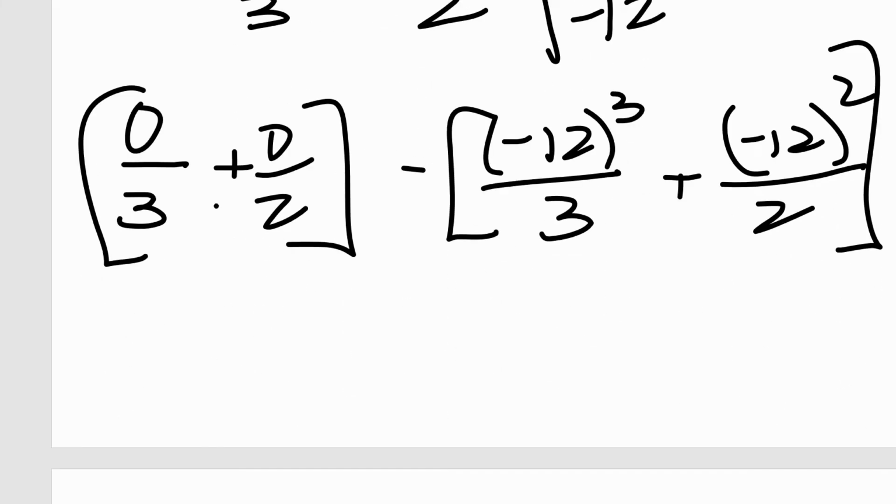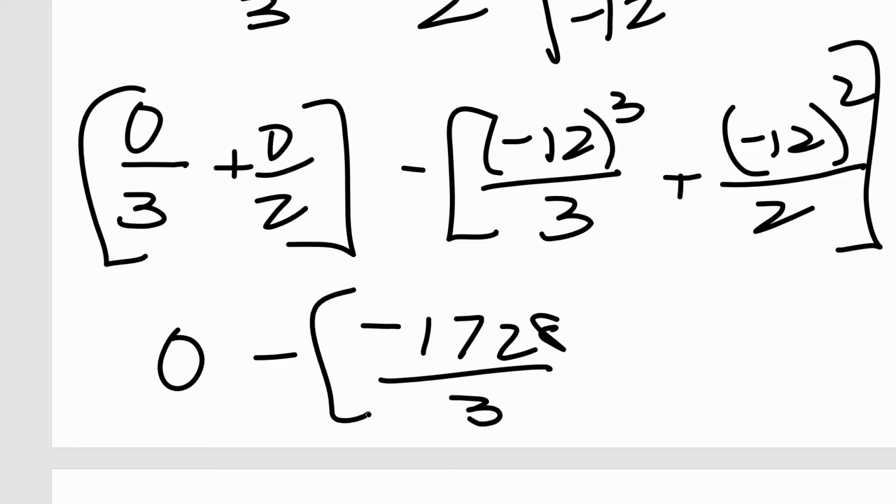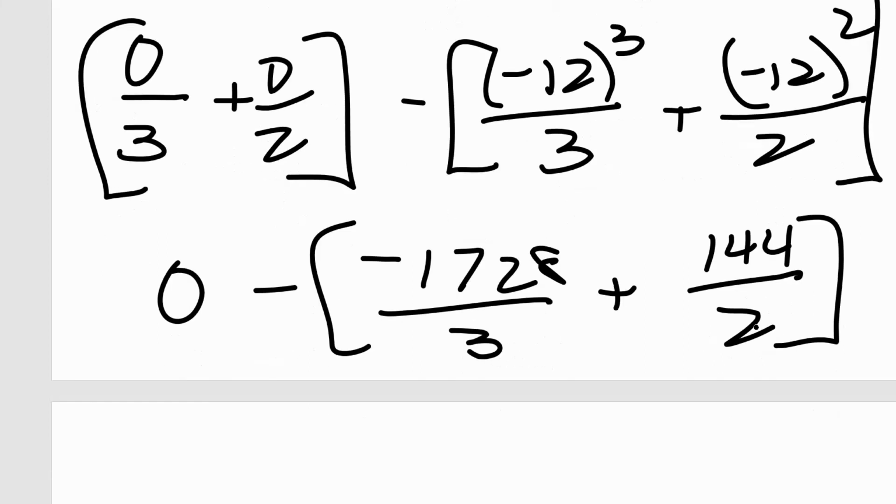Well, this first bracket is pretty nice. 0 over 3 is 0, 0 over 2 is 0, so the whole thing is just 0 minus. Do not forget to write this. People think it's 0 and they don't have to write it, but you have to write it because otherwise you forget this minus sign here. We need this negative here. All right, so -12 cubed is -1728 over 3, plus -12 squared is 144 over 2.